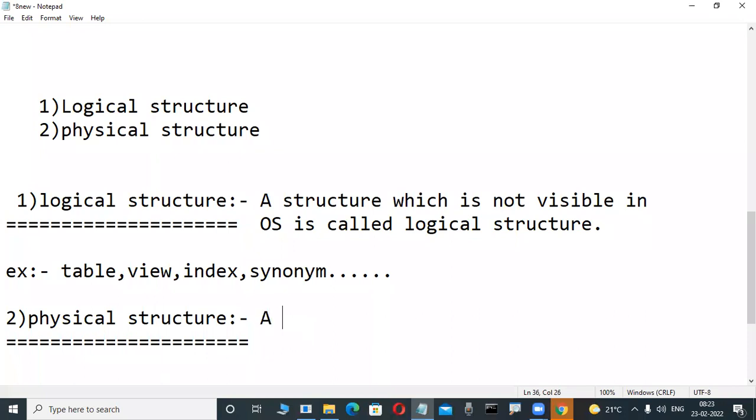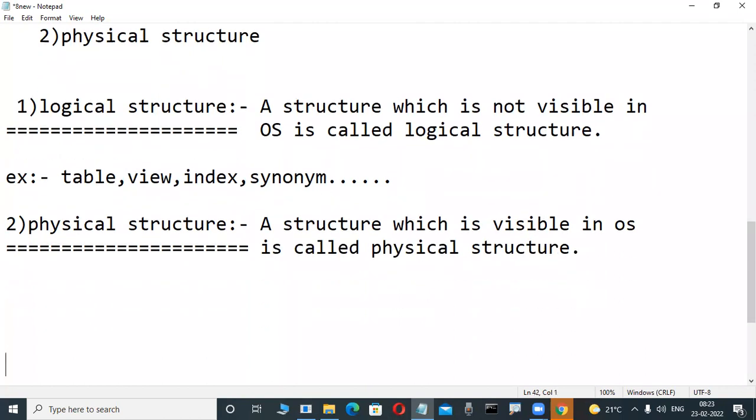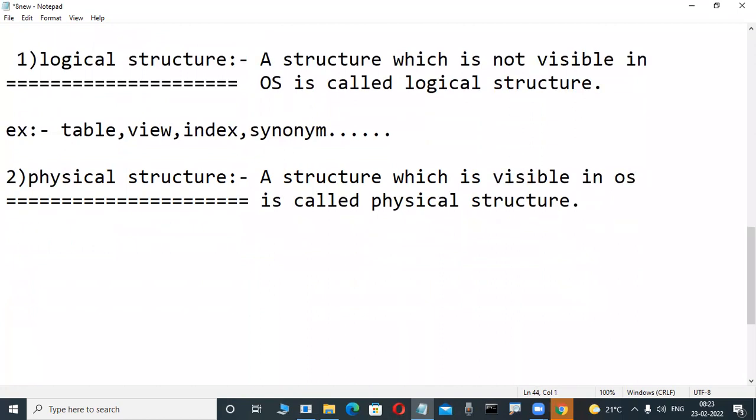Don't write it. Here I'm showing only a structure which is visible in the operating system. A structure which is visible in the operating system is called physical structure. Are you working in a physical structure? Am I working in a physical structure?